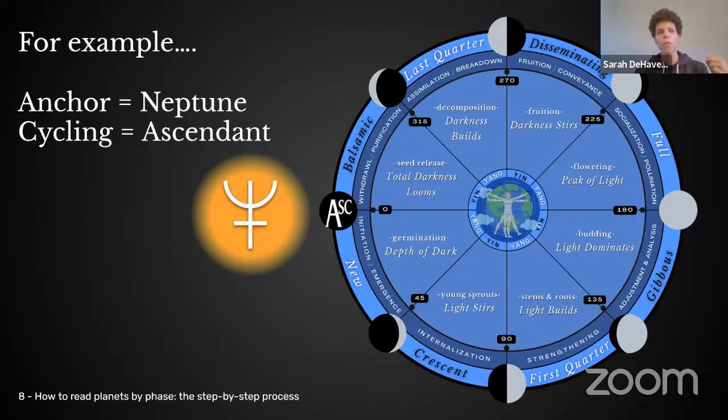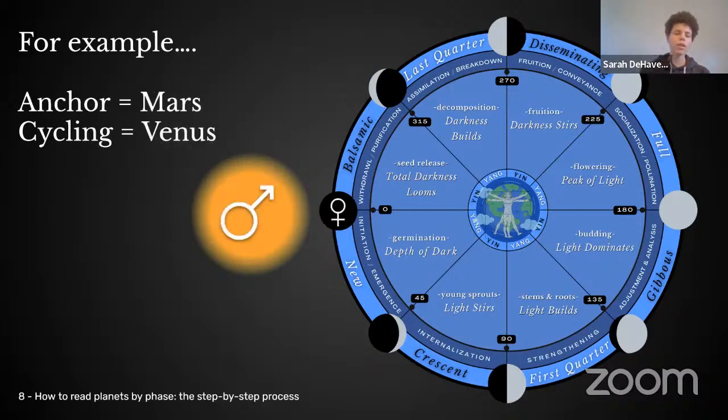Just remember, Neptune is considered the point of original intention, the intention that was agreed upon between the two points. And then the ascendant, wherever it is showing up, like let's say last quarter phase, is going to show the point in development that the two are at in relationship to each other. And with two closer planets, just to show you, the anchor planet would be Mars, because it's slower, and then the cycling planet would be Venus.